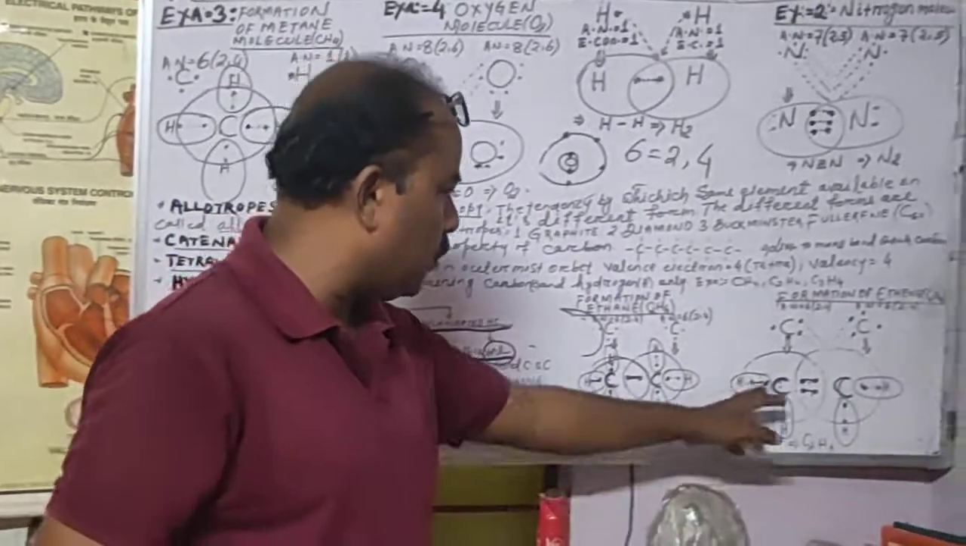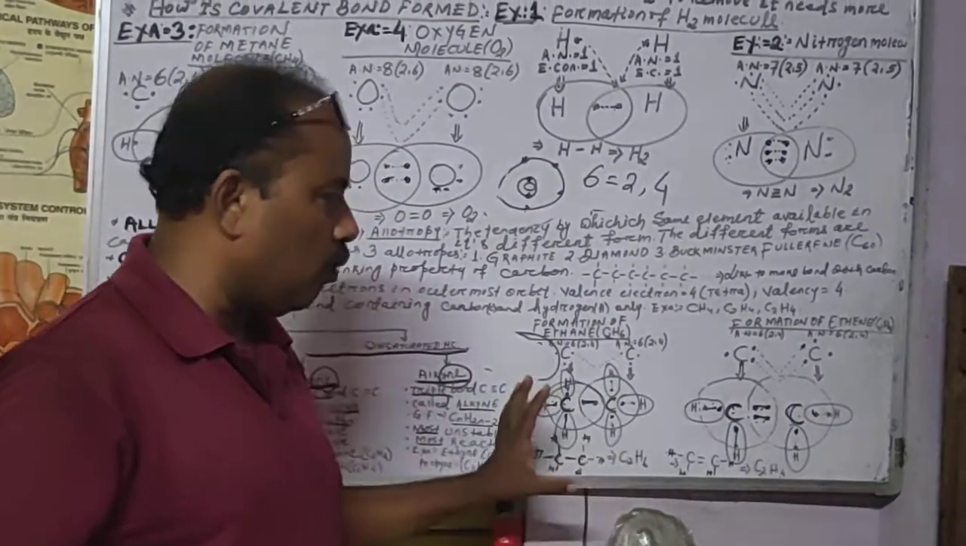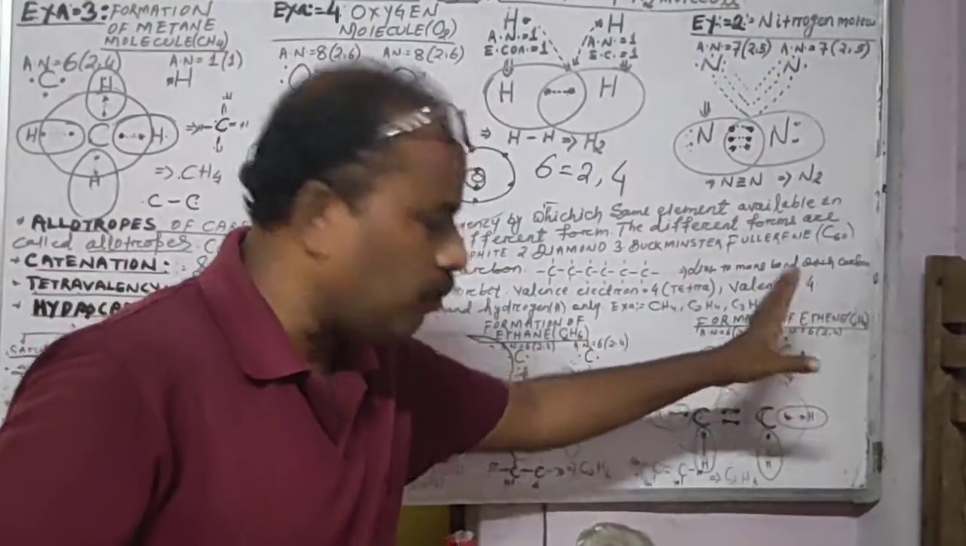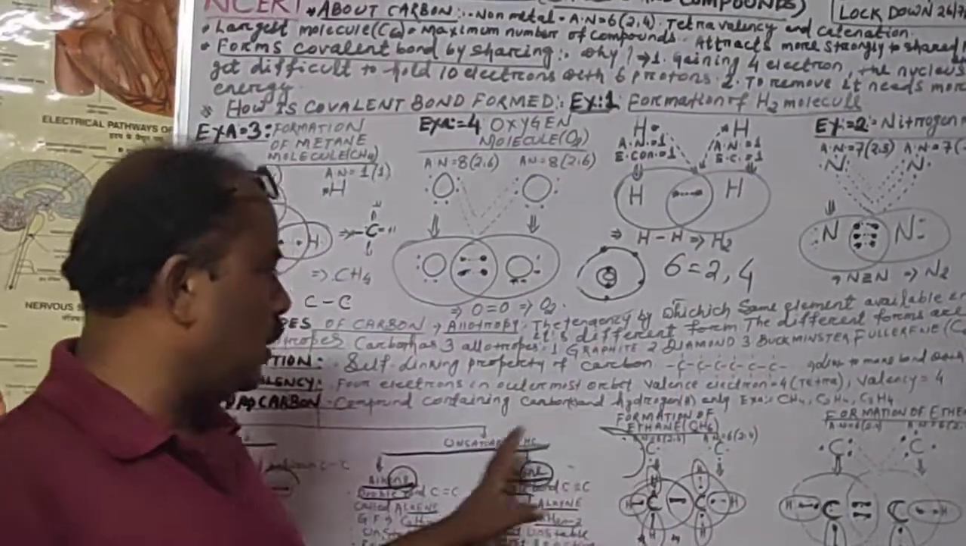So this is the way by which covalent compounds are formed. This is called a hydrocarbon because only carbon and hydrogen are there. C2H6, C2H4, hydrocarbons. In this way they are formed.